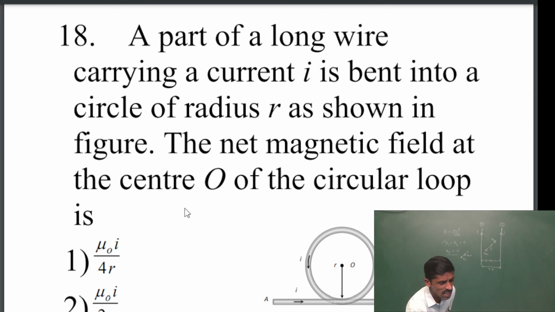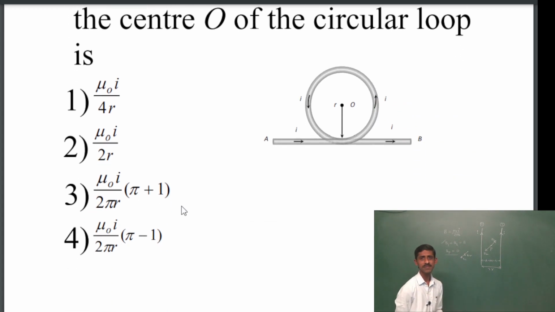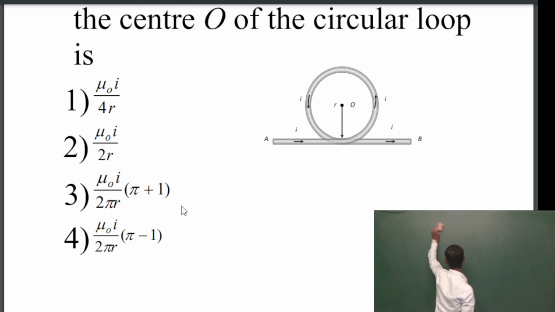A part of a long wire carrying current I is bent into a circle of radius R as shown in the figure. The net magnetic field at the center O of the circular loop is. So if you see the configuration, a wire is bent like this. A wire is bent as shown in the figure: a straight wire and a circular loop.